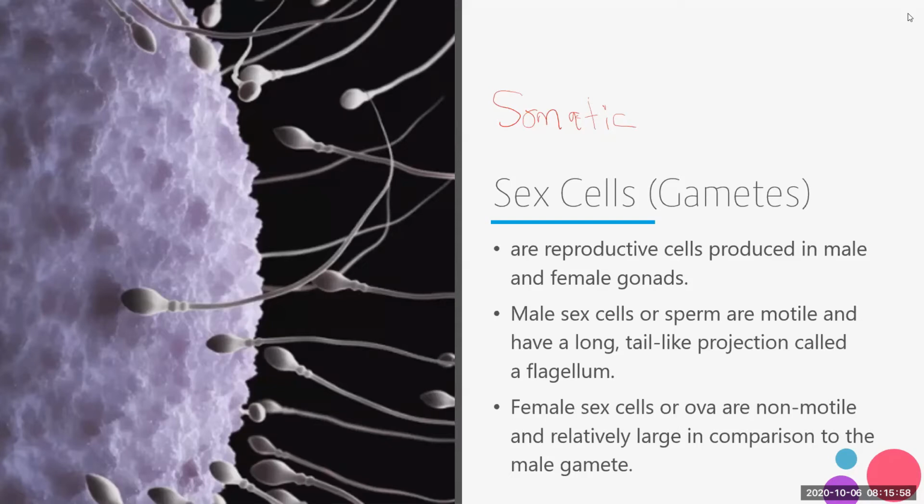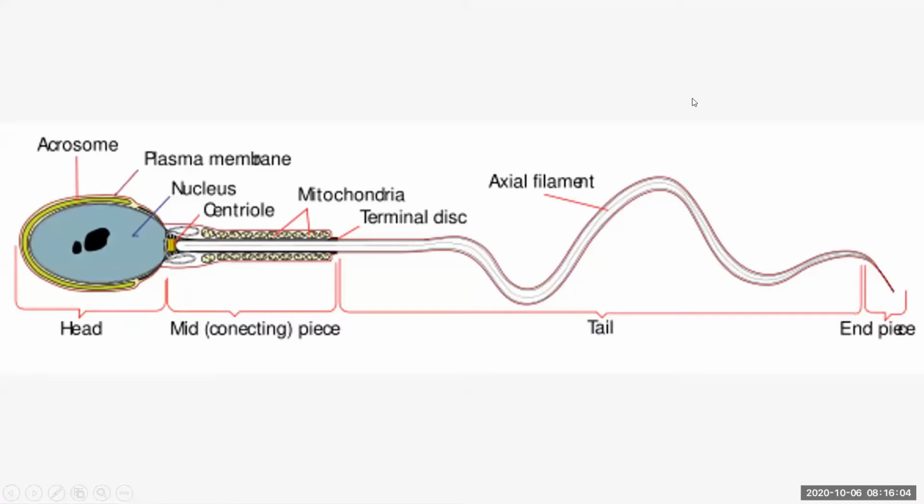So for the male sex cells, we have the sperm, and these are the structural components of the sperm cell. It's divided into 4 parts. We have the head, the mid piece, the tail, and the end piece. So those are the 4 parts. In the head, we have the acrosome.